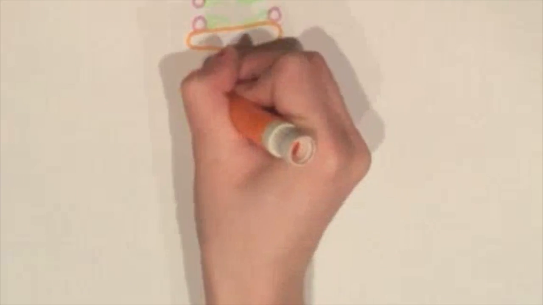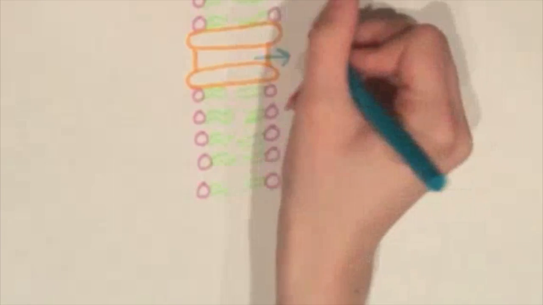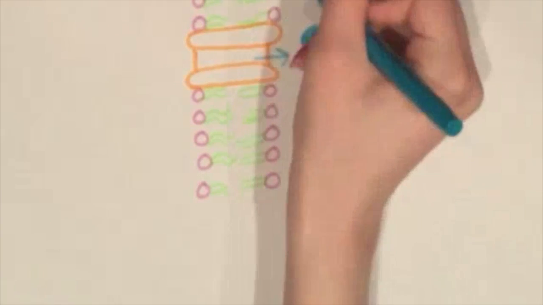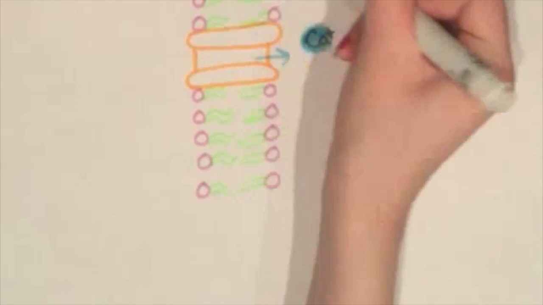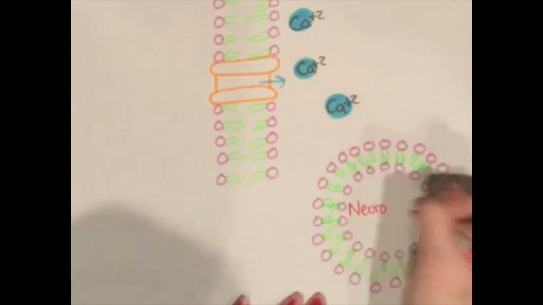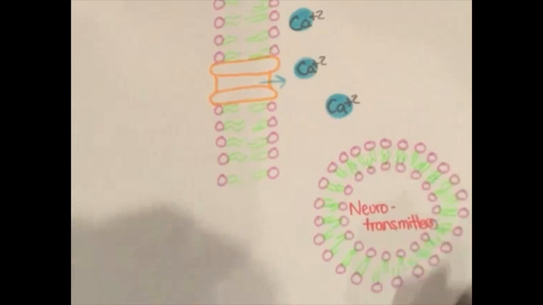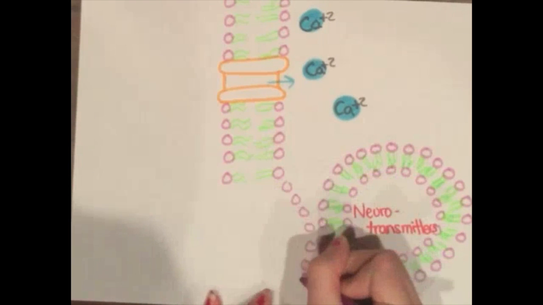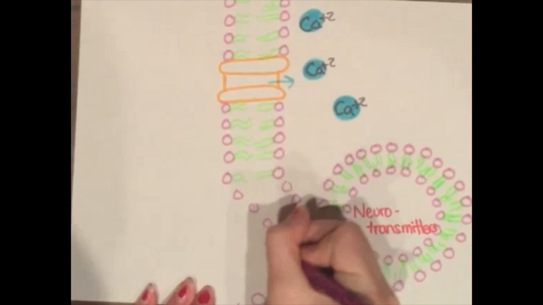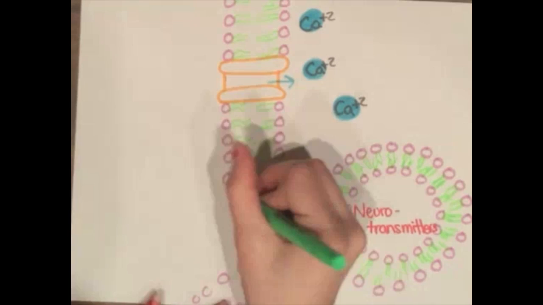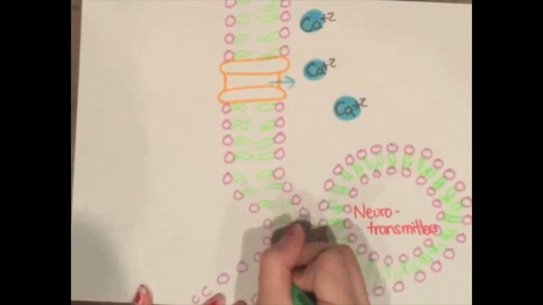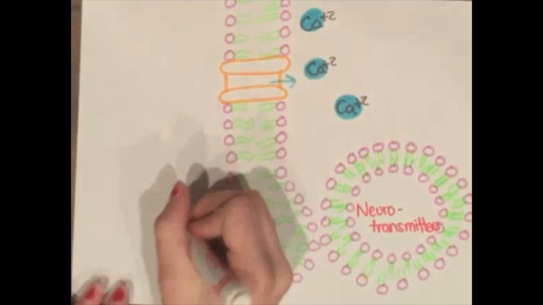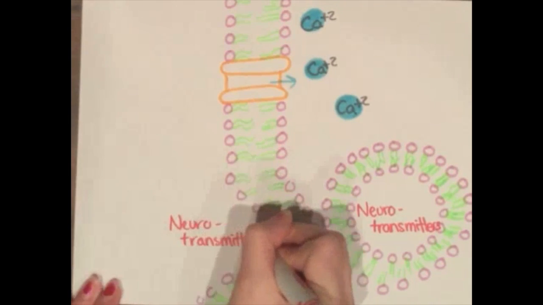Once the action potential reaches the synapse, it triggers the calcium ion channel to open up, which allows the flow of calcium ions into the cell. These calcium ions bind with the vesicle that contains neurotransmitters. This binding causes the vesicle to fuse with the cell membrane, releasing the neurotransmitters out into the surroundings of the cell.